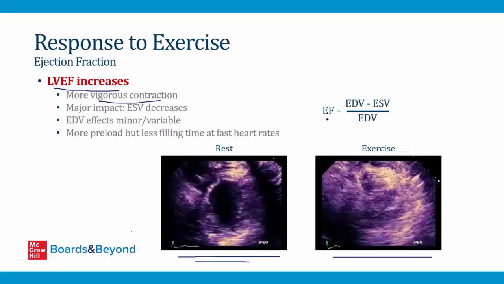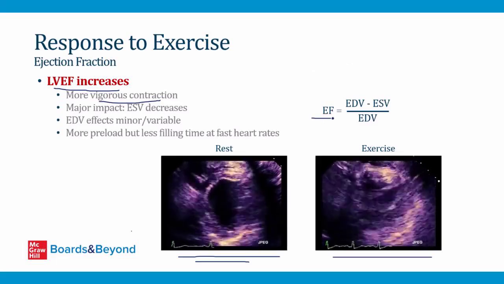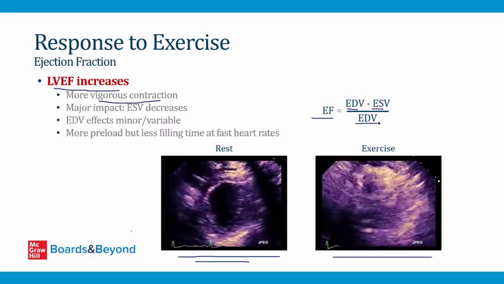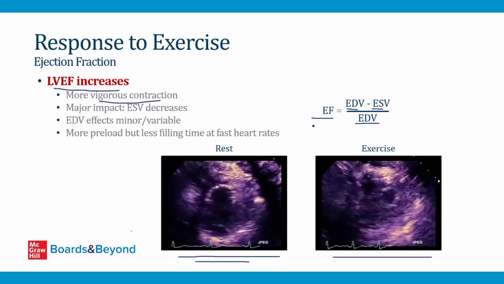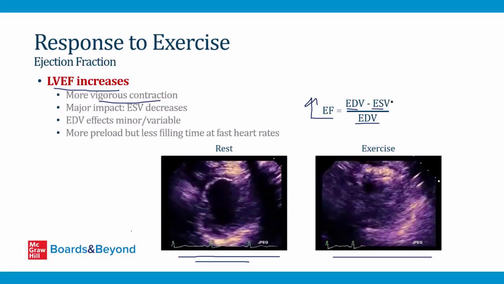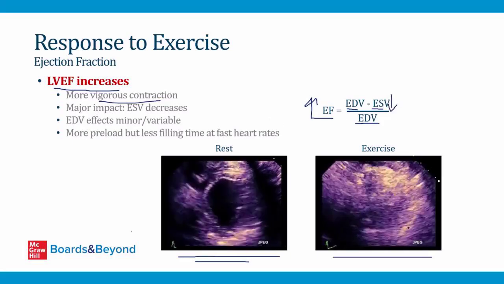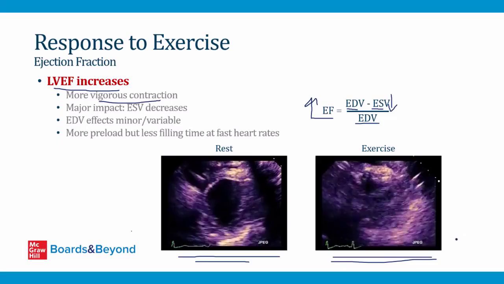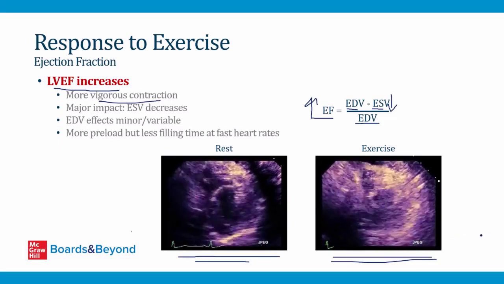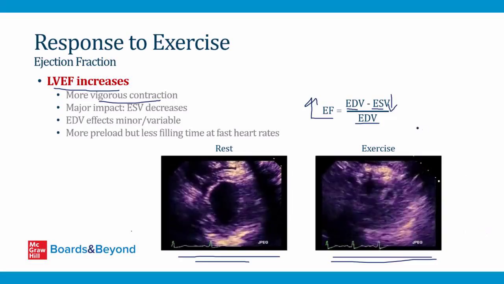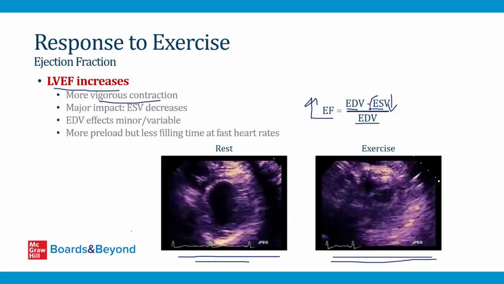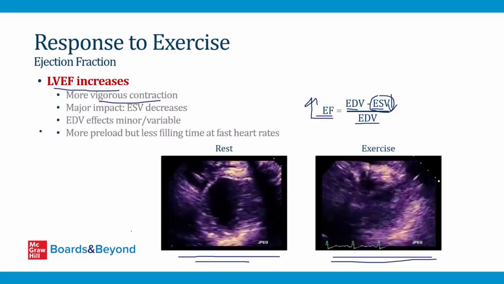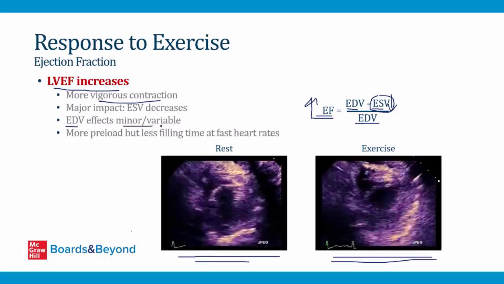Now, in other videos, I talk about the left ventricular ejection fraction and how it's equal to the end diastolic volume minus the end systolic volume divided by the end diastolic volume. Well, the major reason that the left ventricular ejection fraction goes up with exercise is because the end systolic volume gets very, very low. If you look at this image on the right side of the screen, you can see that the amount of black left in the middle of the ventricle after contraction is very, very small. There's a very tiny amount of black, and that represents the end systolic volume. So with exercise, the ESV gets very, very low, and that's the major driver of the increase in the ejection fraction. There are also small changes in the EDV, but these are minor and variable.